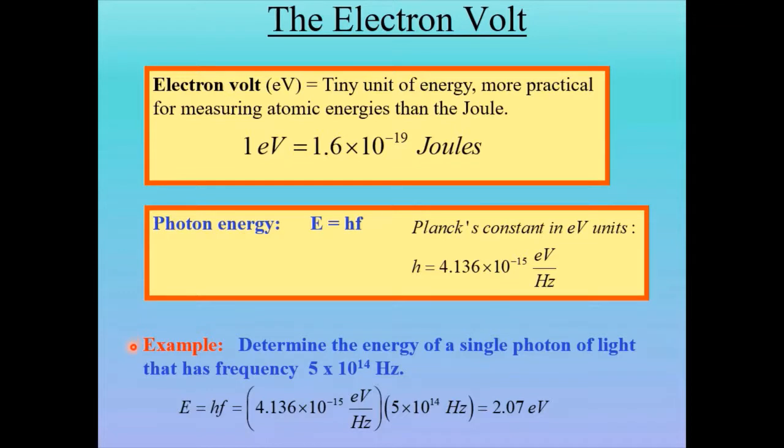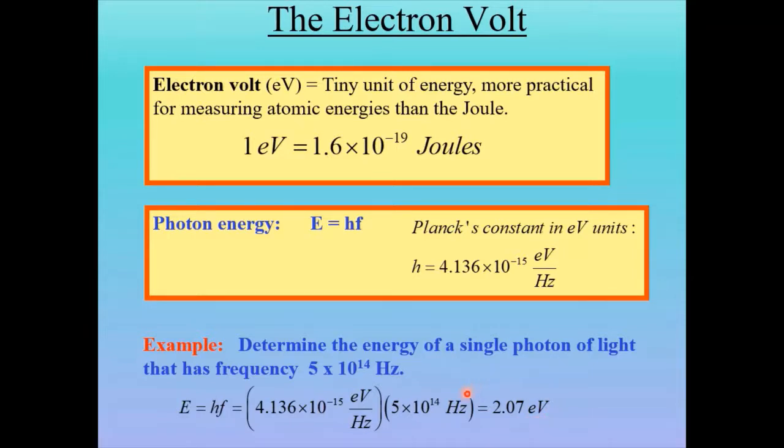As an example, determine the energy of a single photon of light that has the frequency of 5 times 10 to the 14th hertz. Using our formula here, energy of a photon is equal to hf. h is this number right here, 4.136 times 10 to the minus 15 eV per hertz, and we multiply it by f, which is the frequency in hertz, which is 5 times 10 to the 14 hertz. Look what happens. The hertz here cancels the hertz here, and we're left with our electron volts. And notice the answer here is about 2 electron volts, 2.07 electron volts.